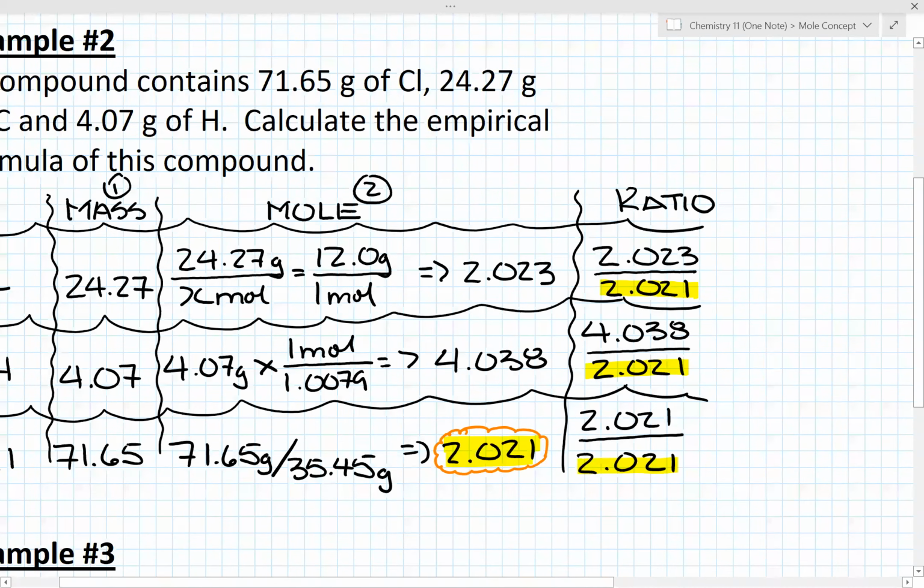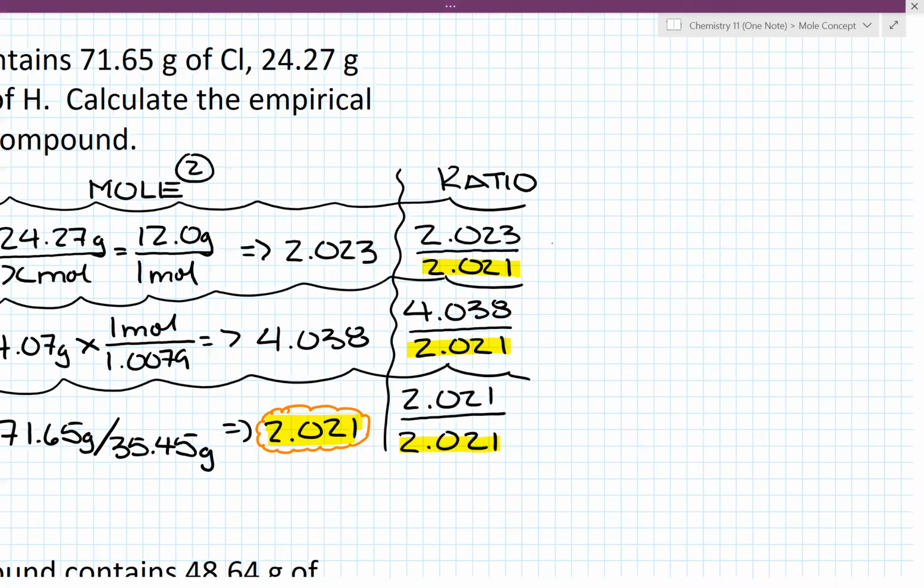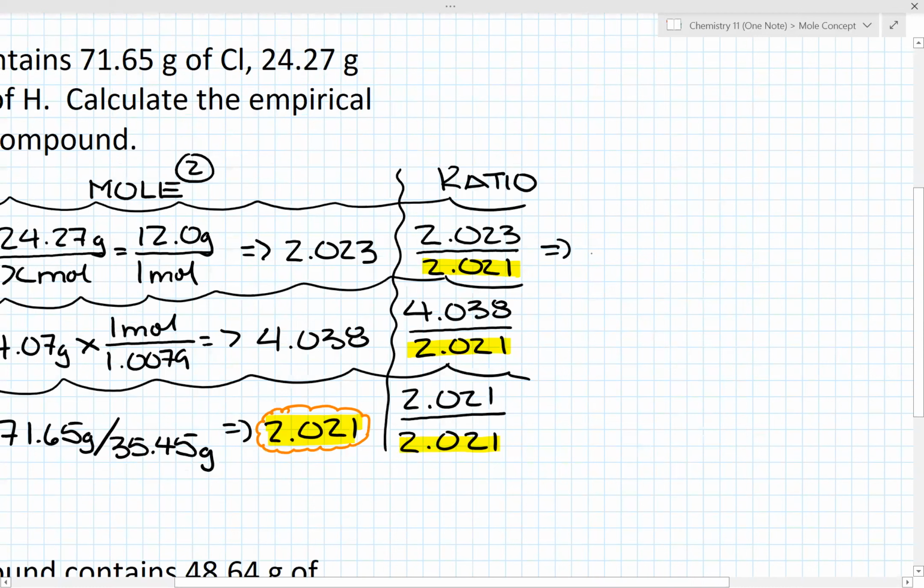So what do we get for our ratio? 2.023 divided by 2.021, I get 1.001. In this case, 4.038 divided by 2.021, I get 1.998. And here I would get 1.00.